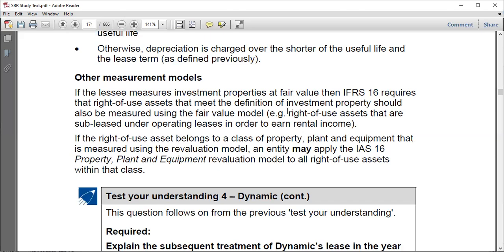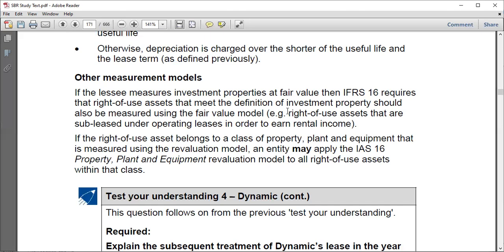There are two models there. You can use the cost model or the fair value model. So let's say maybe the underlying asset under the lease contract is an investment property. You have used the concepts of the lease to determine the initial cost. How would you treat it subsequently? Do you use the cost model or the fair value model?